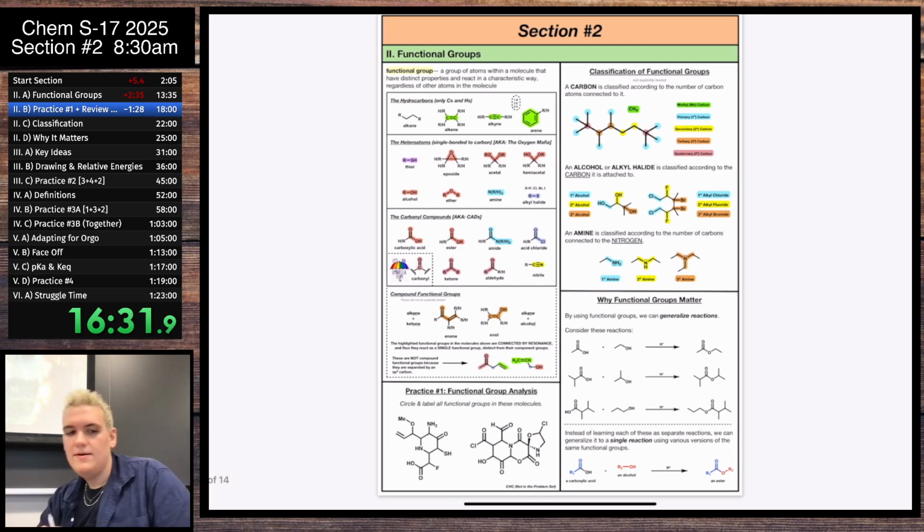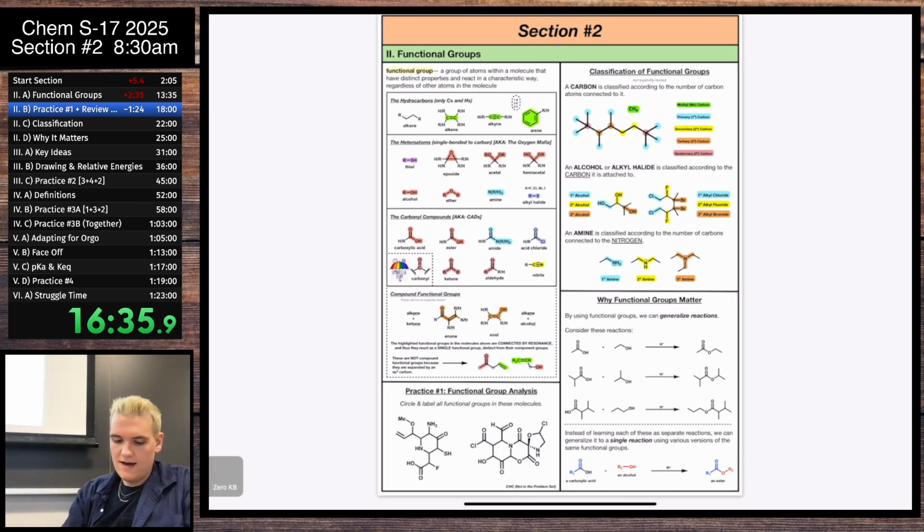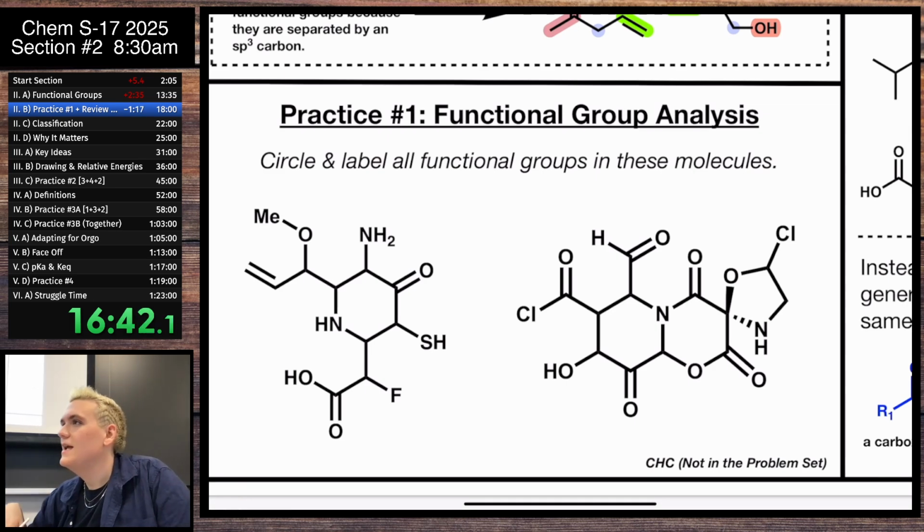And what we're doing is, we have this practice functional groups on the section notes, and we're just going through and taking a minute and trying to circle and name as many as we can, okay?